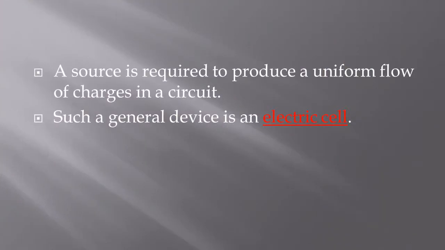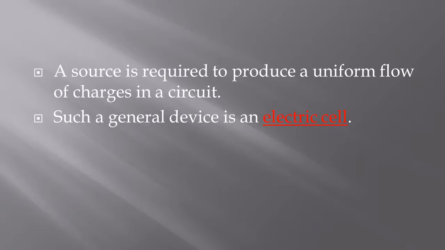Now students, a source is required to produce a uniform flow of charges in a circuit. That means a flow of electrons in a circuit. We already know that electricity can be produced due to the flow of electrons in a conductor or in a circuit. So such a general device is an electric cell.